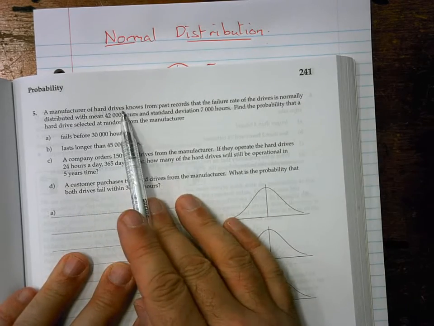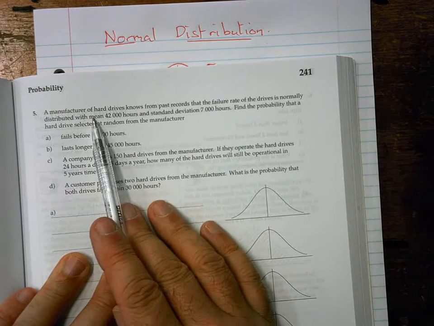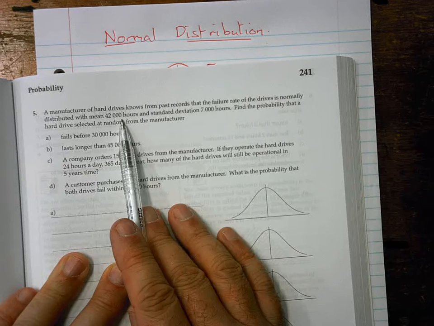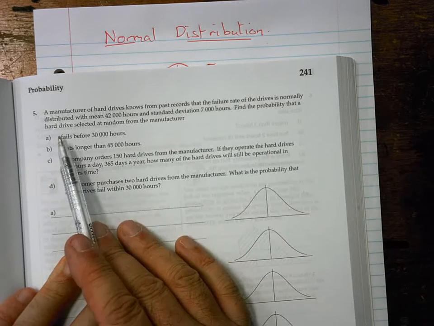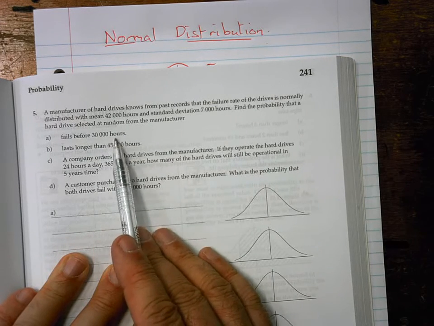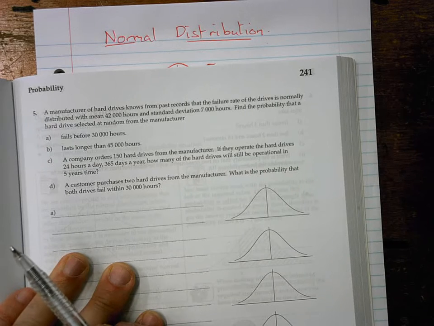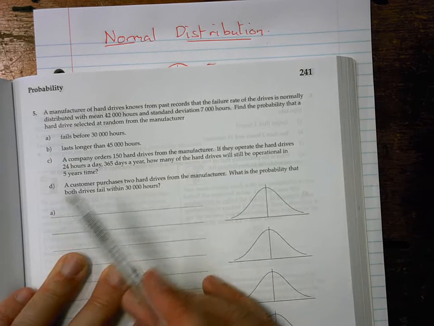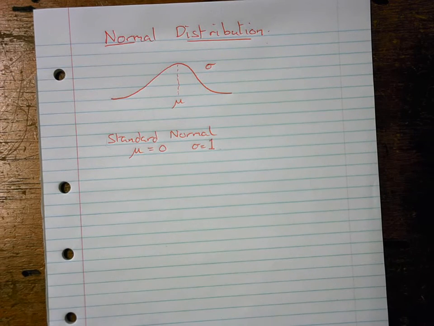A manufacturer of hard drives knows from past records that the failure rate of drives is normally distributed with a mean of 42,000 hours and a standard deviation of 7,000 hours. Find the probability that a hard drive selected at random from the manufacturer fails before 30,000 hours. So that's going to be the basic question. You've got to work that out. And the way we're going to do that is we're just going to go through some basic ideas and then we'll come back to that question.